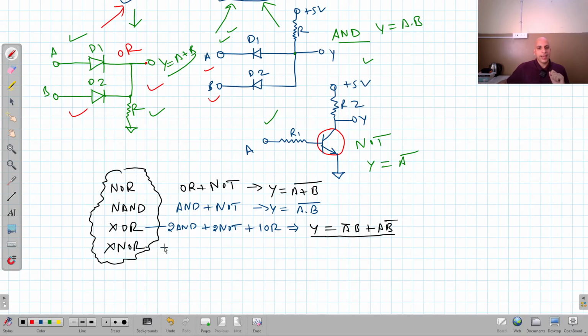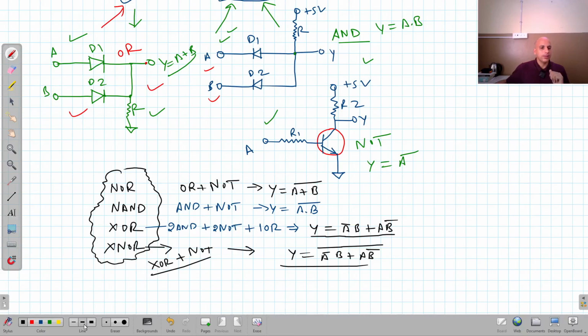If I come across XNOR, XNOR means we are going to connect a NOT gate with XOR, right? XOR plus NOT will give me the XNOR gate. So one more component is added, that is the NOT gate. So that will give me y is equal to (A NOT B plus A B NOT) whole NOT. This is the Boolean expression or Boolean logic for this XNOR gate, right?